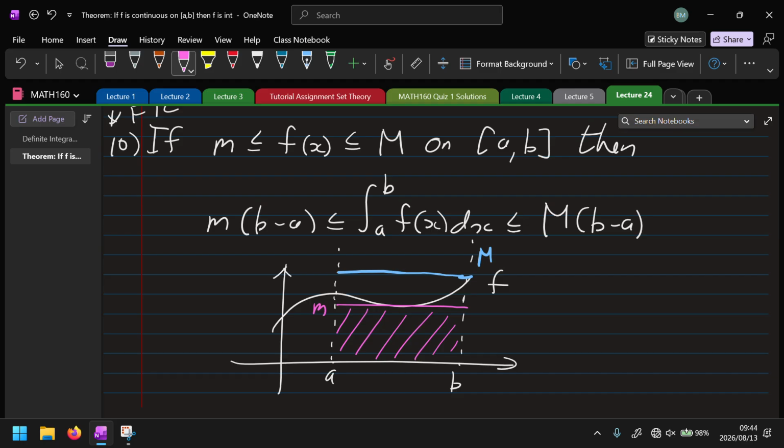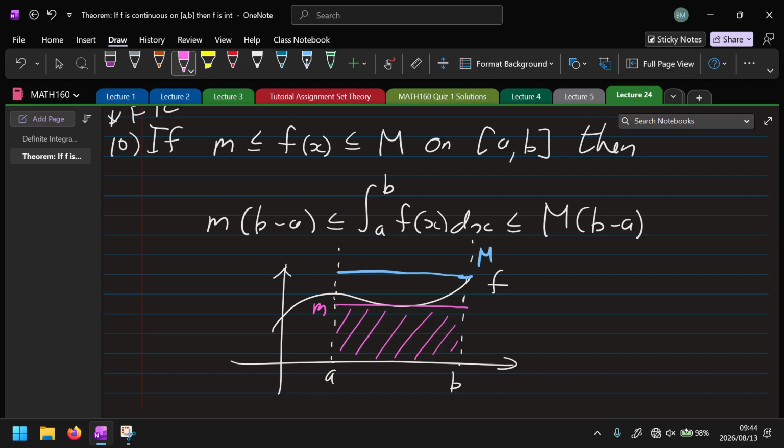So b minus a, that's the base, of course. Little m times b minus a is the pink area below everything. And if it's below everything, it must be the smallest. We have the function area in between. And capital M times b minus a is bigger than everything. It's over here. Okay, that's the ordering.